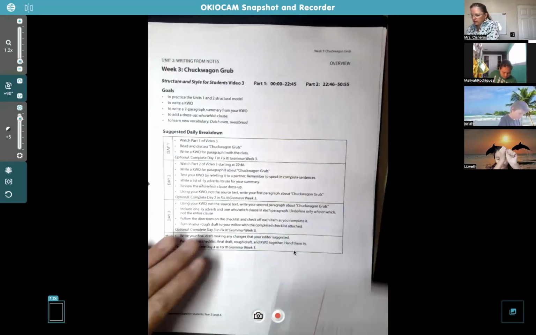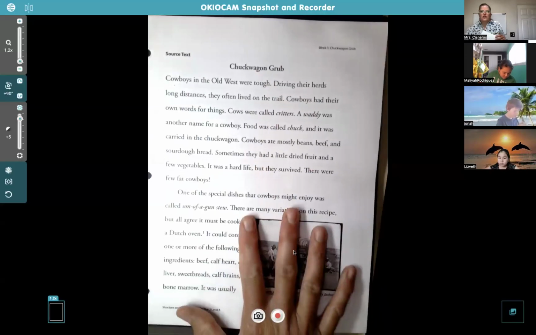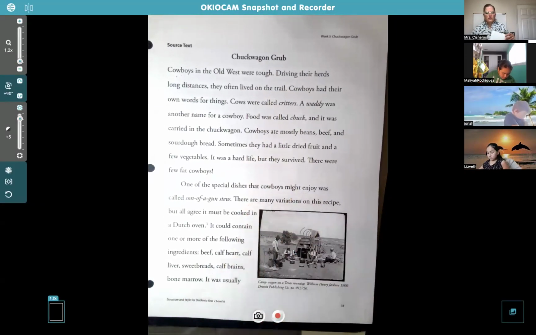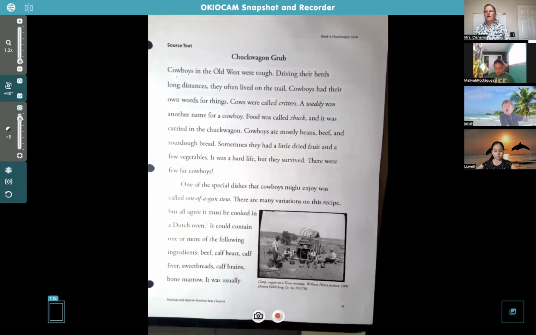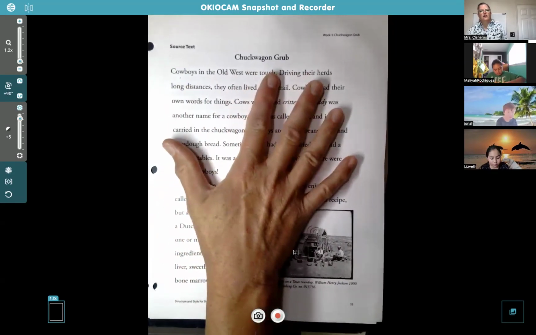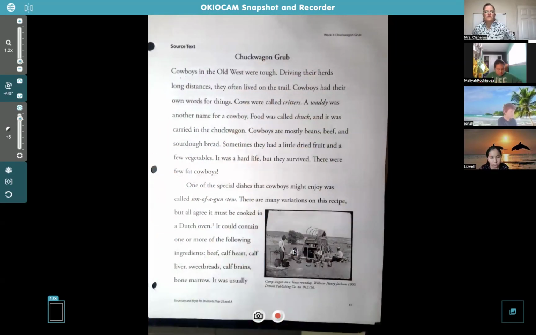Okay. Now let's look at the actual passage right here. Chuck Wagon Grub. Does anybody feel like reading it today? All right. How about Lizbeth do the first paragraph and then Jonah, you can do the second paragraph. How about that? Cool? Okay. So Lizbeth is going to start and you guys follow along while she reads.